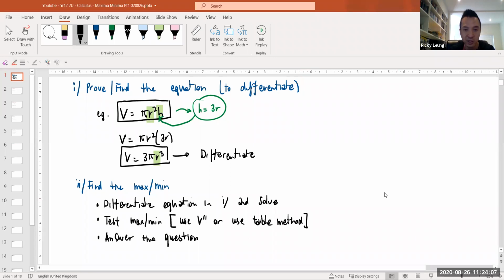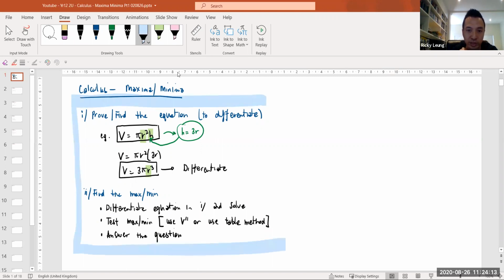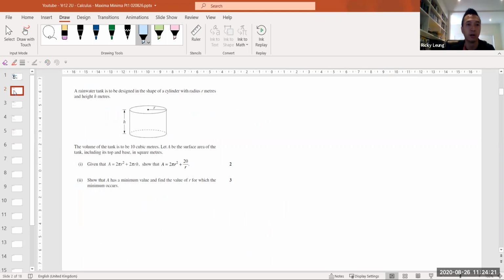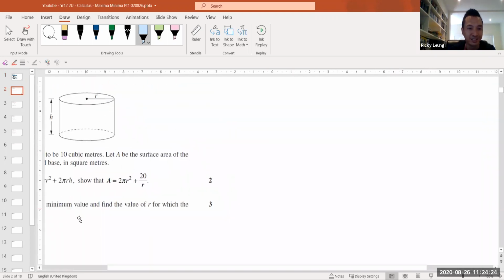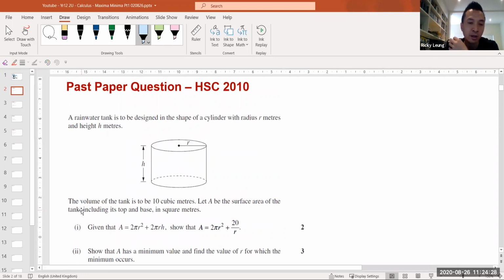So this is basically the framework that we're going to use to do these maxima minima questions, which is generally considered to be the hardest part of 2-unit maths. Let's go. So I've prepared a few questions. The first one is a relatively straightforward question from the HSC 2010. I just want to highlight to you the framework and how it applies.